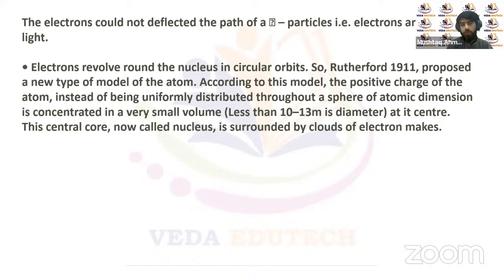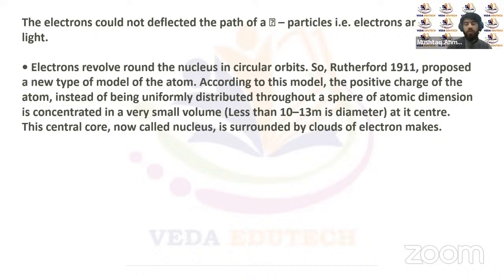So he proposed a new type of model of the atom, where he said that the positive charge of the atom, instead of being uniformly distributed throughout a sphere, as in the case of Thomson's model, is actually concentrated in a very small space or volume, right? Whose diameter is less than 10 to the power minus 13 meters, of the order of femtometers, right? At its center, this central core he called the nucleus, and the nucleus is surrounded by a cloud of electrons, which revolve around the nucleus in circular orbits. So this was the model put forward by Rutherford.